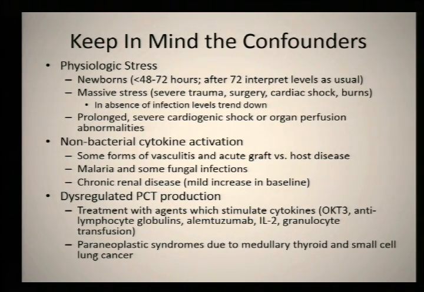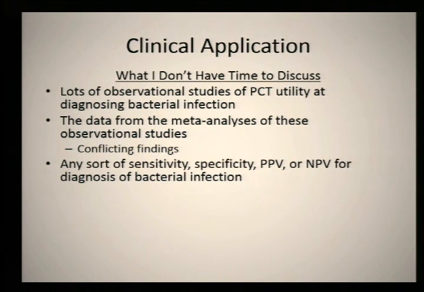So we're talking about procalcitonin. What I'm not going to talk about is the gazillions of observational trials that have been published on its utility for diagnosing bacterial infection. I'm not going to talk about the 5, I think now 6 meta-analyses that have been published on how good a diagnostic marker it is. They've had conflicting findings. I think I have one slide later. Going to give you any sensitivity, specificity, positive, negative predictive value.